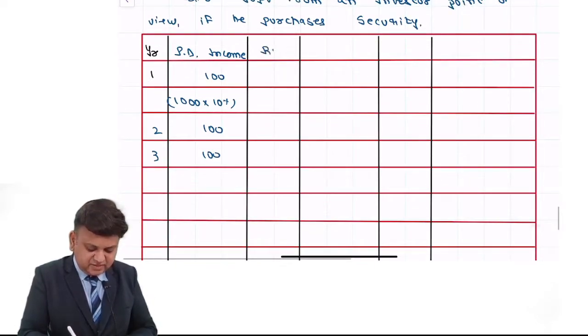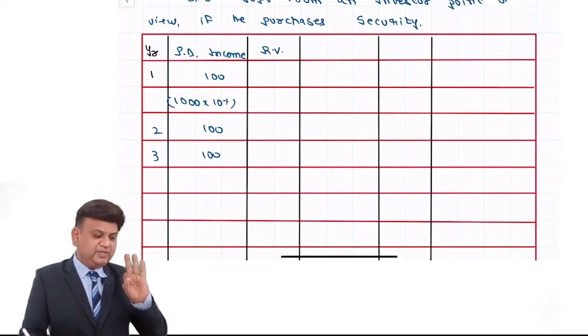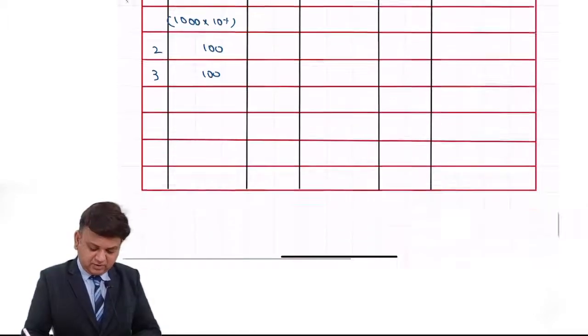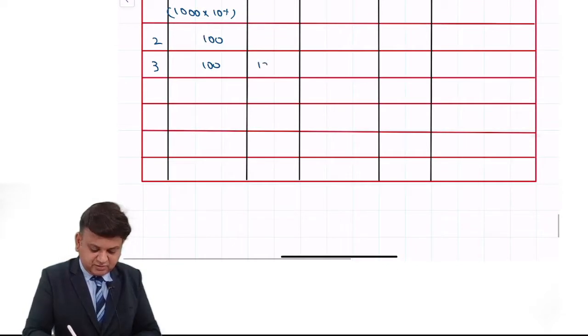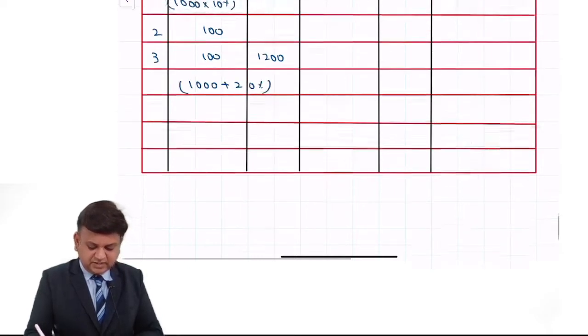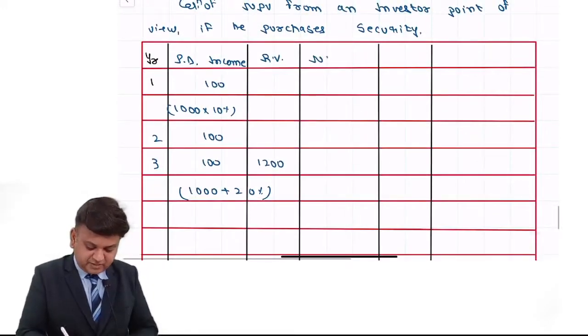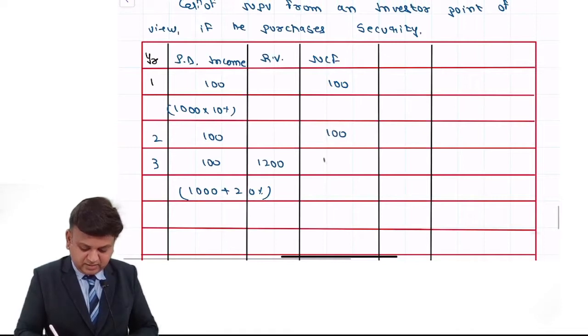In the last year, as an investor you will receive the redemption value. It has been given that it will be redeemed at 20% premium. So as an investor you will get rupees 1200. So it is 1000 plus 20%. That is the redemption value of the security. Net cash flows are 100, 100 and 1300.